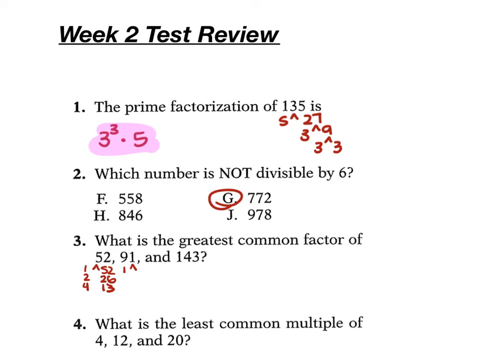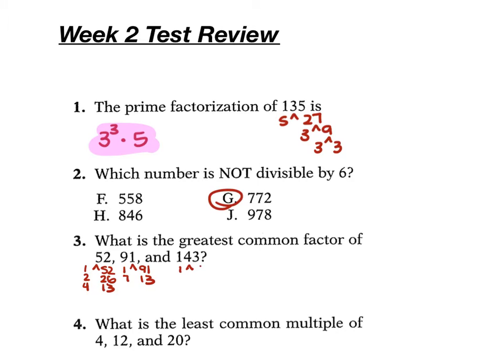For the 91, we have 1 and 91. 2 does not go into it evenly. 3 does not go into it evenly. 4 does not go into it evenly. 5 won't. 7 does 13 times. And those would be your only factors.